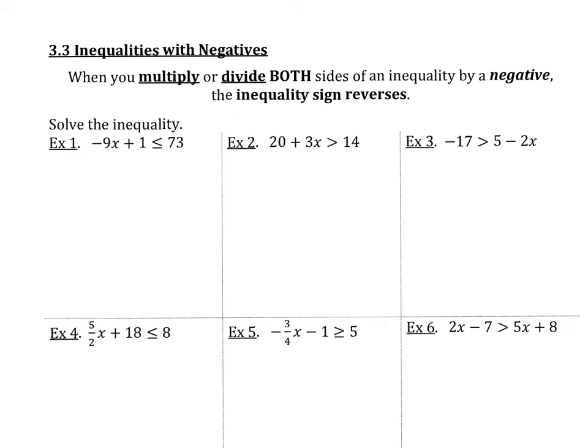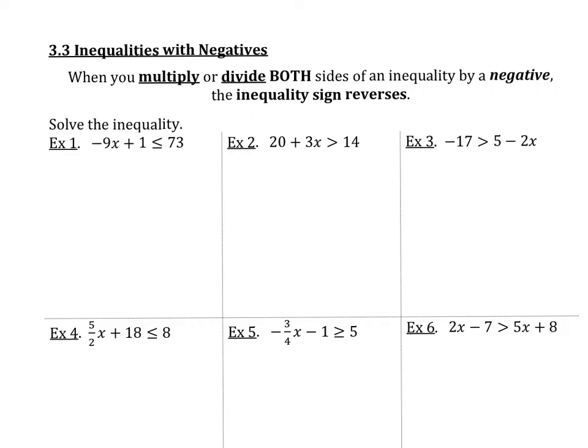In section 3.2, we solved inequalities, but we avoided dividing by a negative or multiplying by a negative because it messes up the inequality. So when you multiply or divide both sides of an inequality by a negative, the inequality sign reverses. I'm going to show this using an inequality that's true.